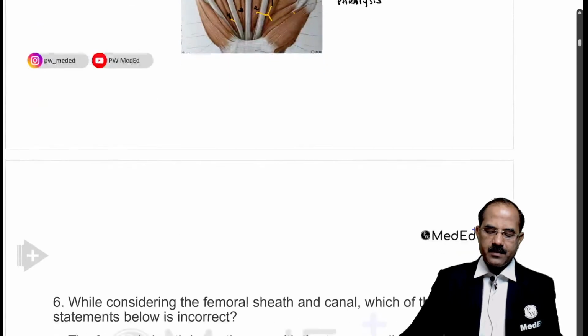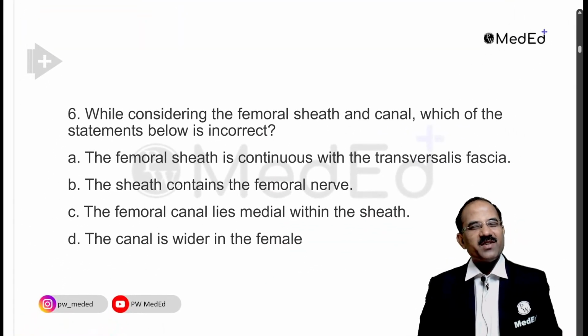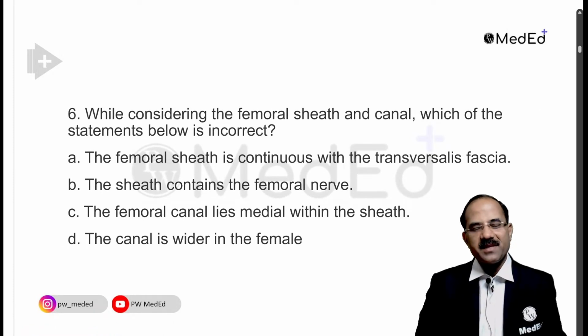So we'll go to the next MCQ. Come on, children, very good. You are doing very well. You are answering very well. Come on, going to the next MCQ.